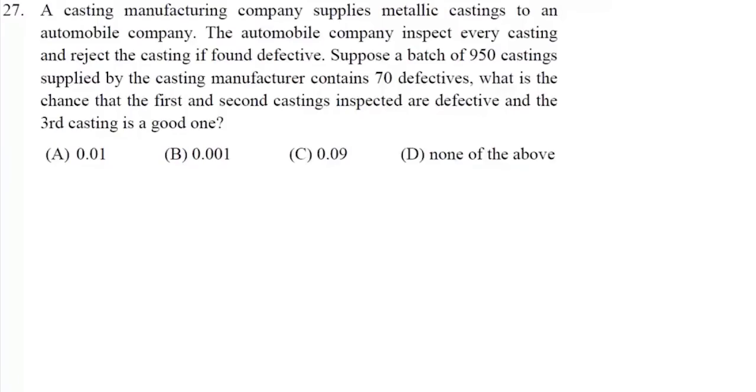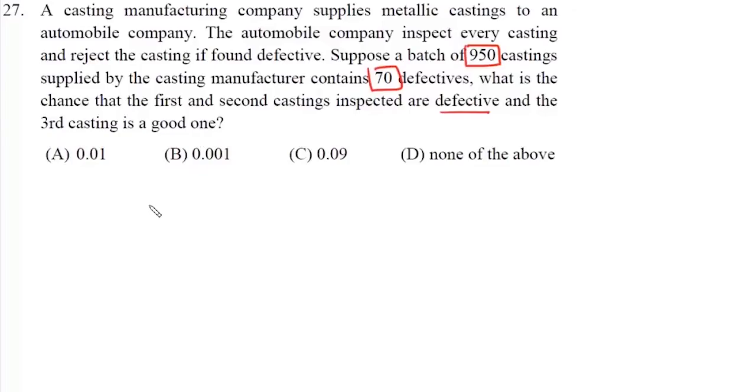Now here the question is, a casting manufacturing company supplies metallic casting to an automobile company. The automobile company inspects every casting and rejects the casting if found defective. Now suppose a batch of 940 casting is supplied by the manufacturer containing 70 defective. What is the chance that the first and second casting inspected are defective and the third is good?